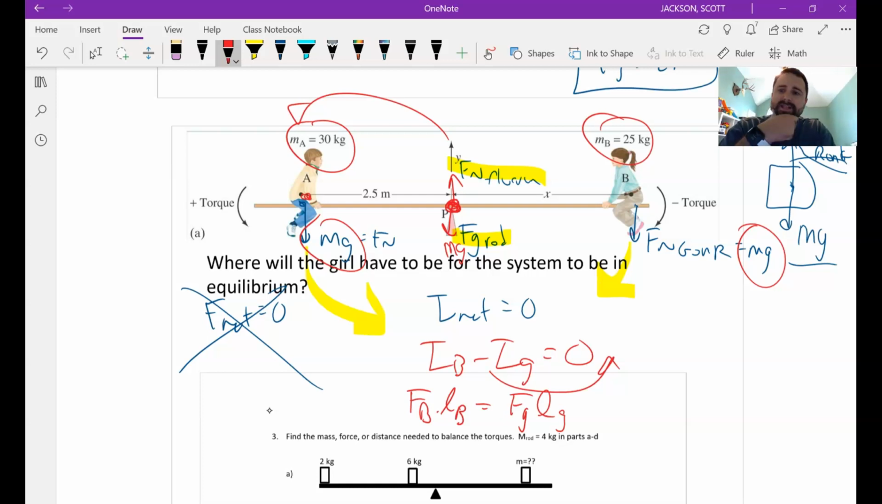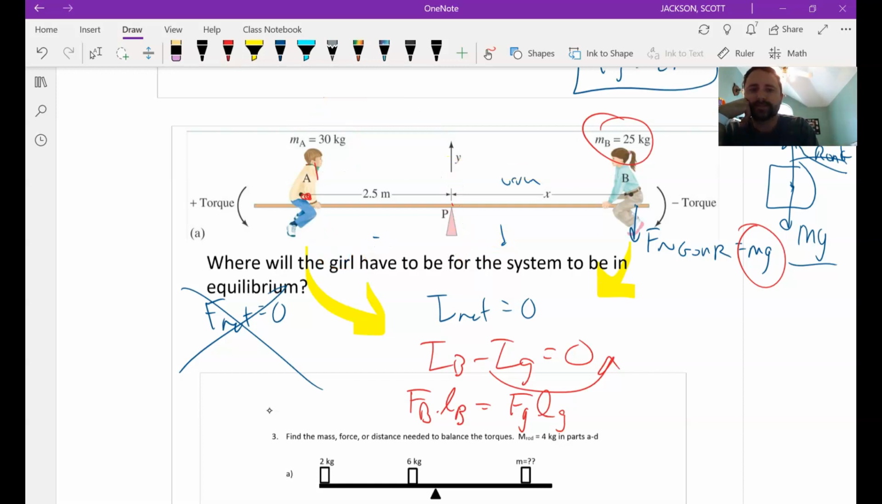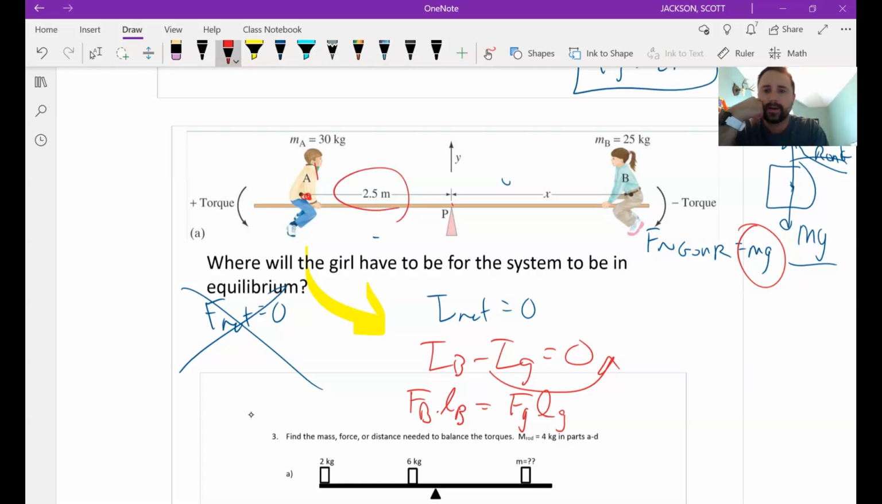Let's think if you could guess where this would be before we actually solve it. So if the boy is 2.5 meters away and he is 30 kilograms, where is the girl going to have to be? Is her number here going to be bigger or smaller? Okay, so let's think about it. These torques have to be equal. So which one are we pulling down harder on? We're pulling down harder on the boy, so he has more torque if they were at the same location. If she was at 2.5, he would win.